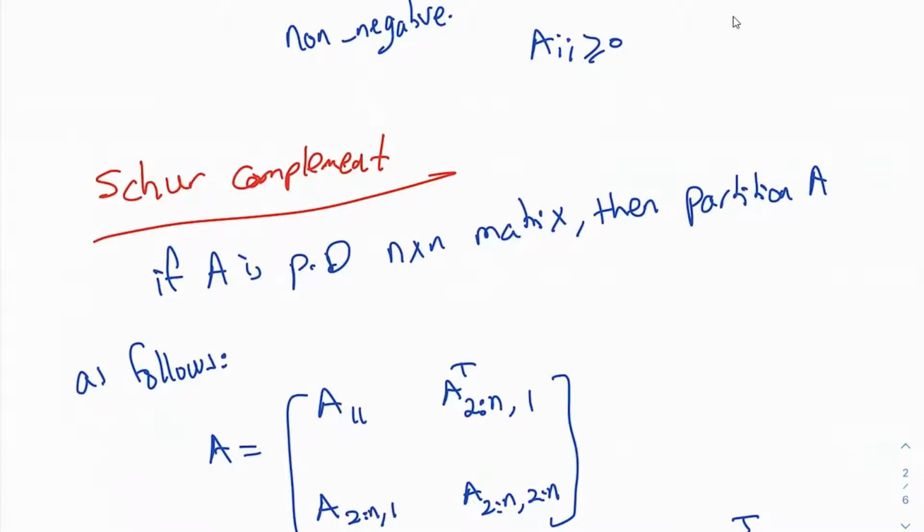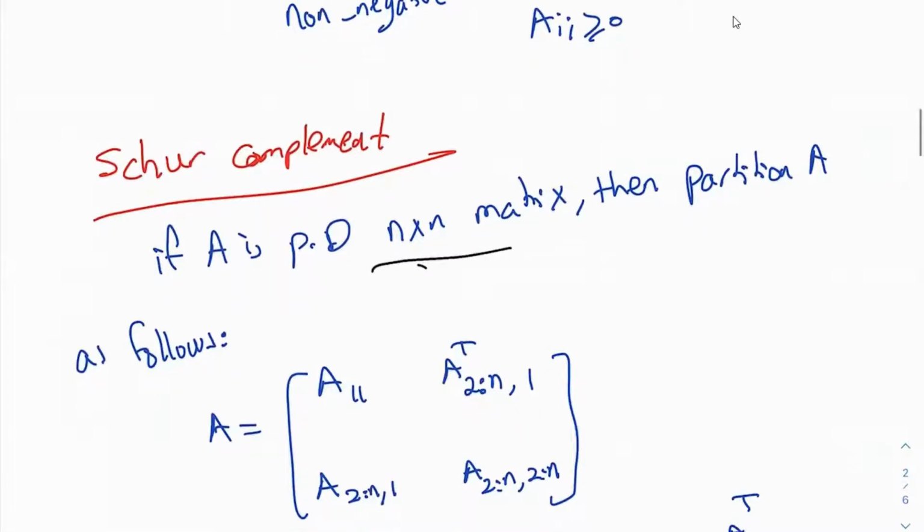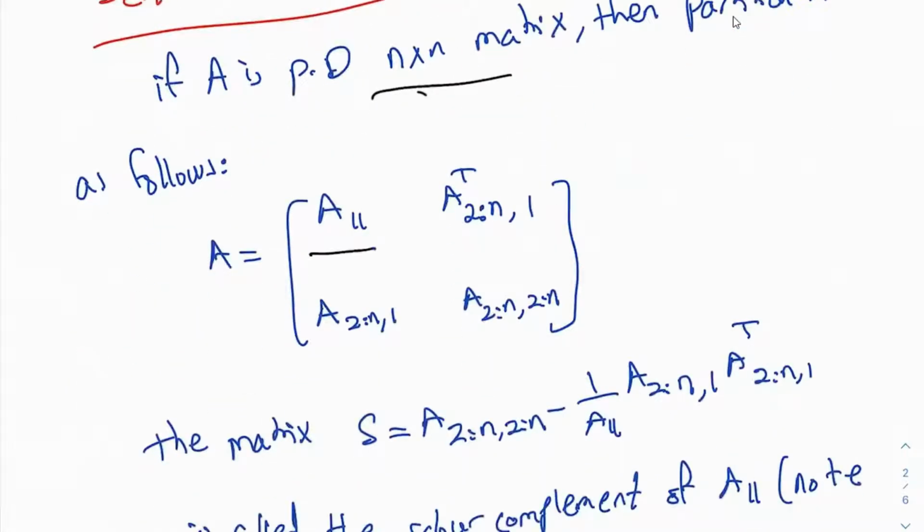If you know A is symmetric and square, then A can be partitioned as follows. You have A11, which is a scalar. This is a notation: A2 to N, 1 means the first column and rows 2 all the way to N. And this one means the second row all the way to the nth row, and the second column all the way to the nth column.